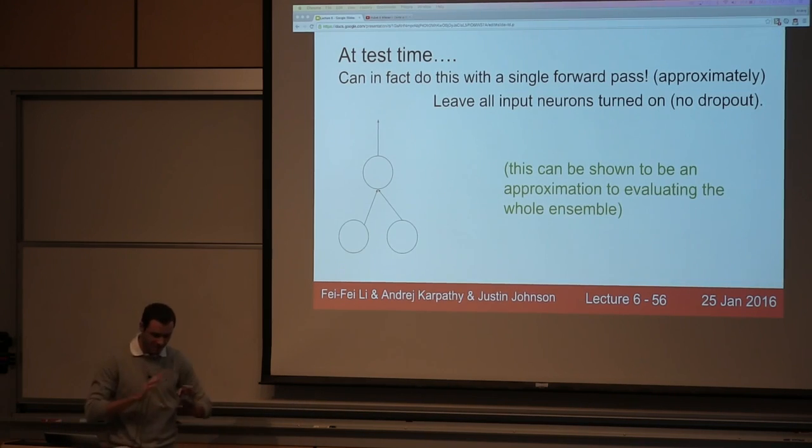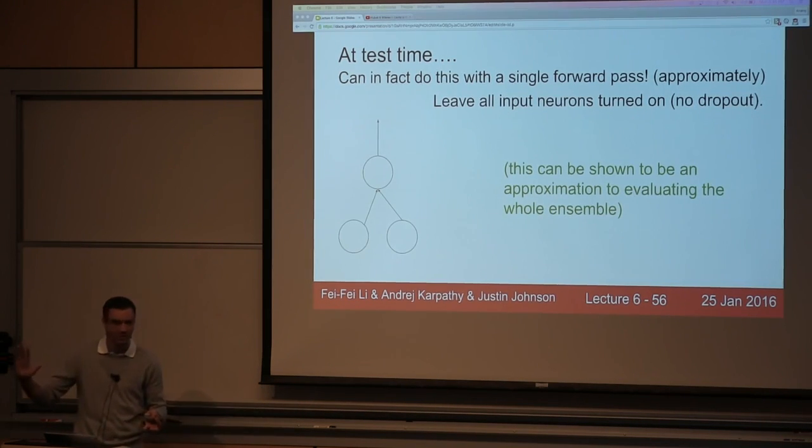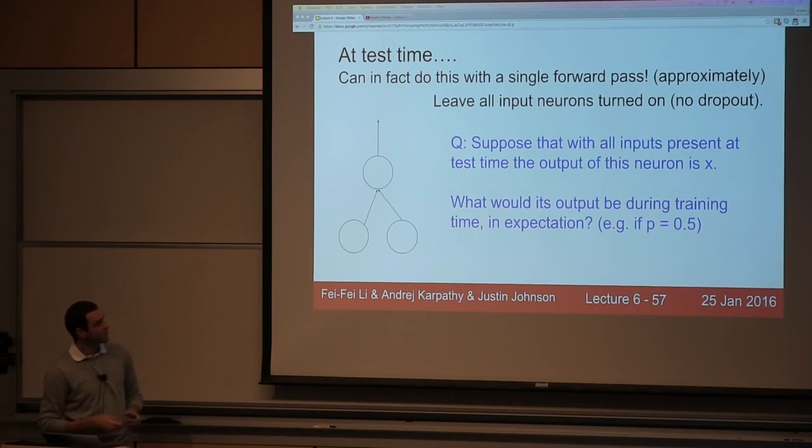So in a forward pass for test images, we're not going to drop any units, but we have to be careful with something. Basically, one way to get at what the issue is: suppose that this was a neuron, and it's got two inputs. And suppose that with all these inputs present at test time, so we're not dropping units, these two have some activations, and the output of this neuron gets computed to be some value x. You have to compare this value of x to what the neuron's output would be during training time in expectation.